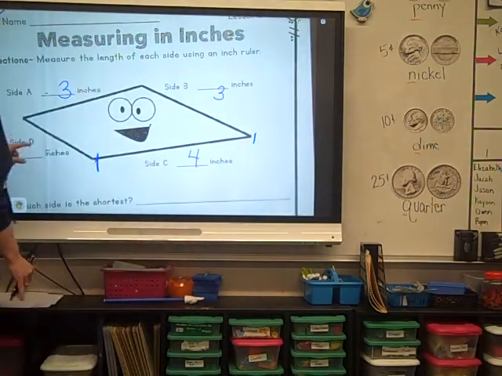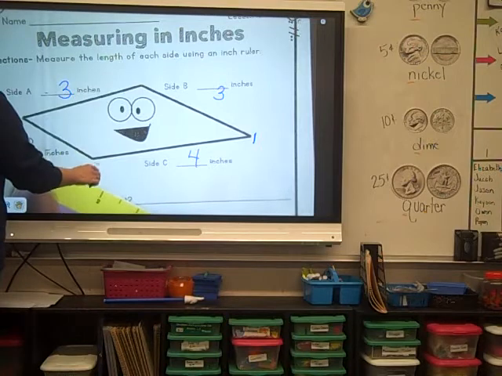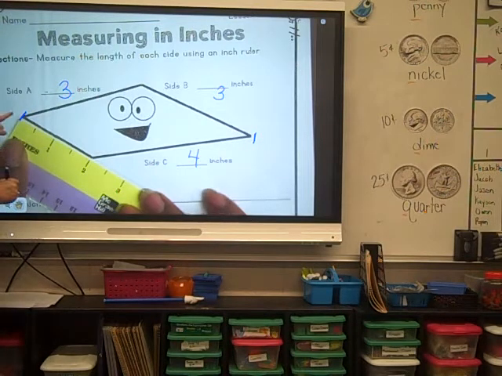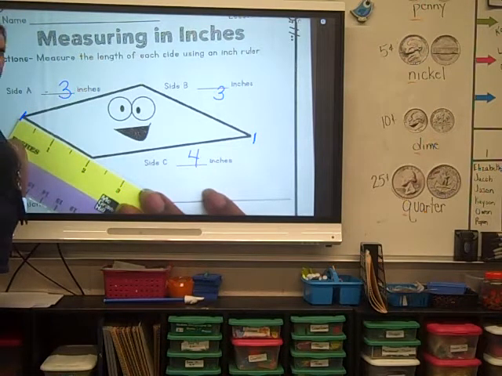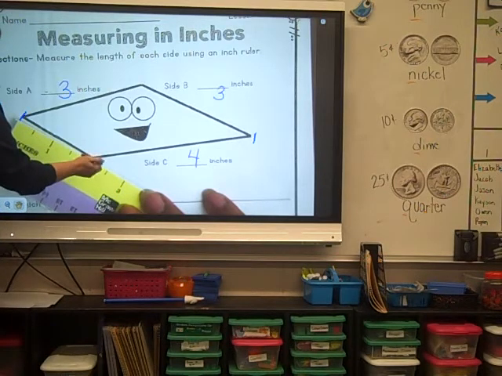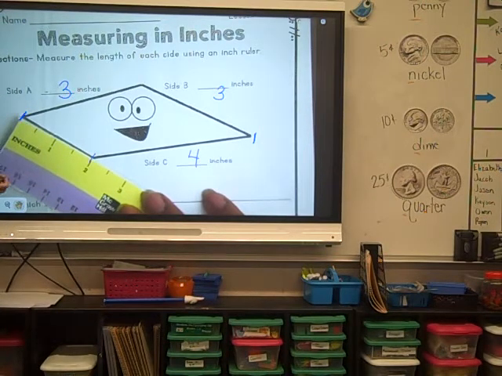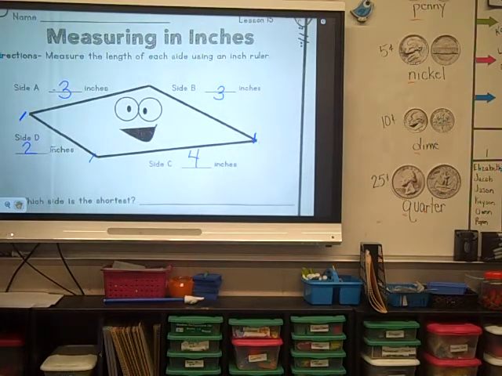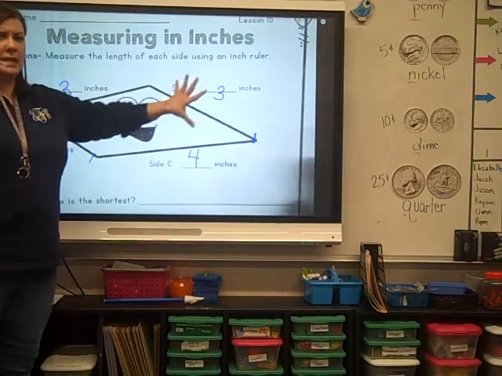All right. Now we've got to do side D. Look how she's lining it up right there at that edge. All right? From here to here. So how long is that? You guys try it. Yeah, 2 inches right there. So in the blank, 2 inches. All right?